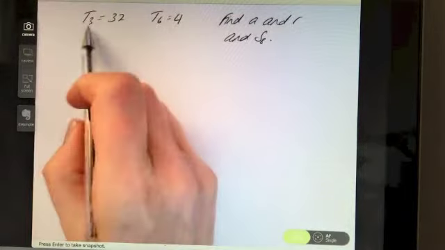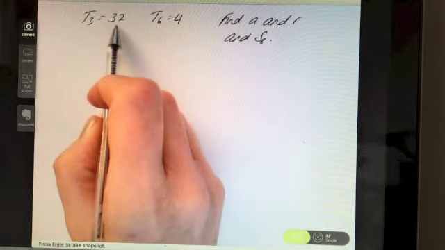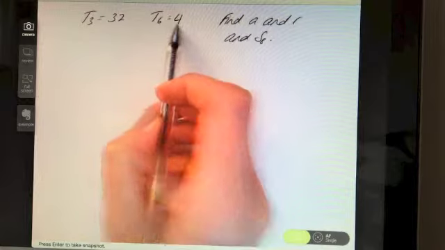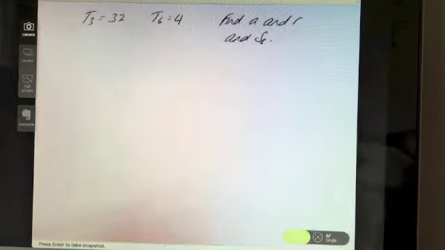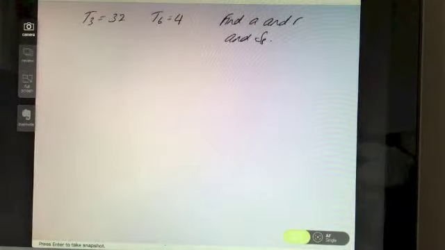Try this question. If the third term of a geometric series is 32 and the sixth term is 4, find a and r and the sum of the 8 terms in the series. Pause the video, see how you get on with this one.